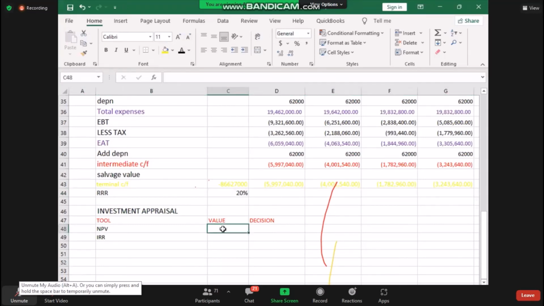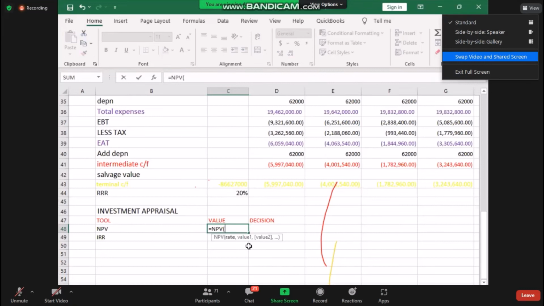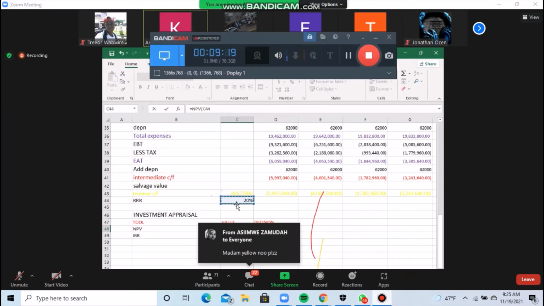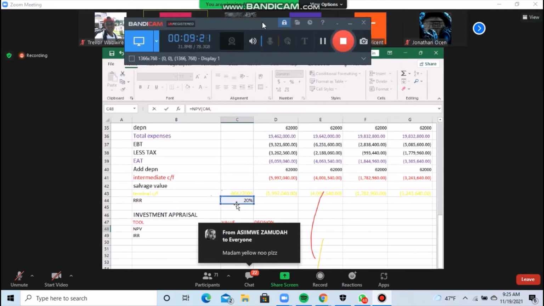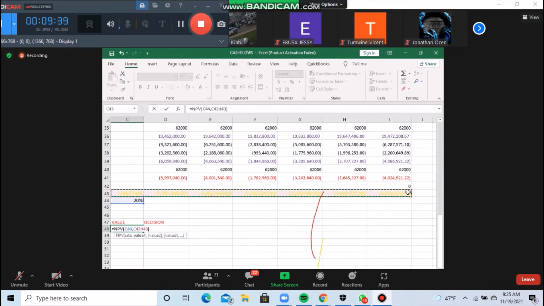Okay, so to get NPV value, equal sign NPV, open your brackets. They're telling us that you need the rate variable, and then you need the values you're considering. So the rate that's required is there, 20%, comma, and what are the values? Now, the values are the cash flows that you've obtained, and we are going to make use of the terminal cash flows. So, comma, and just select the values for your terminal cash flows like this. Close your bracket, enter.